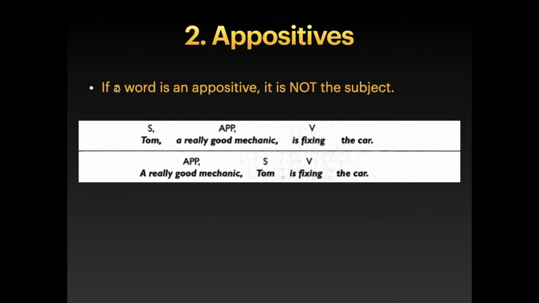So basically, if a word is an appositive, it is not the subject. And we have these two structures. Tom, a really good mechanic, is fixing the car. Sujeto, Tom, verbo is fixing, y entre comas tenemos the appositive. Si lo tuviéramos al principio, entonces tenemos a really good mechanic, Tom is fixing the car. Este al principio es nuestro appositive, nos da extra información de Tom, que es nuestro sujeto, y nuestro verbo is fixing.